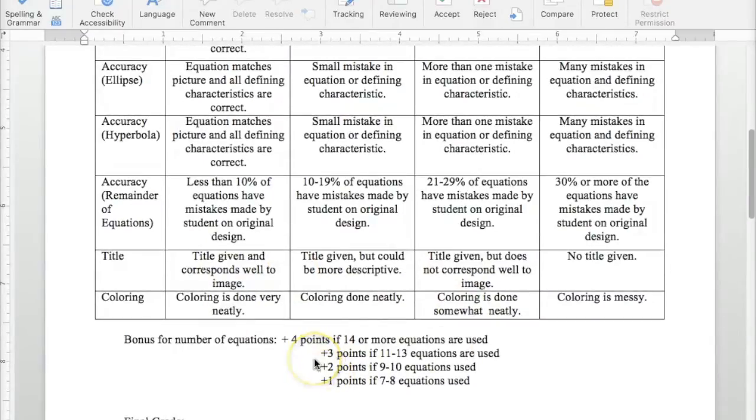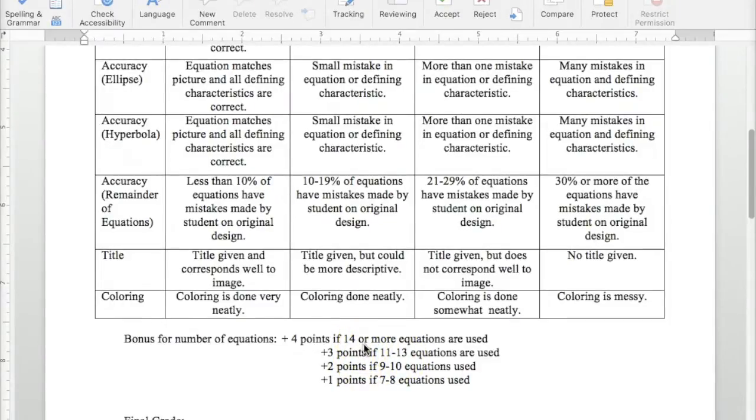Then some of you are going to choose to do more than 6 equations because you can get some bonus points. So if you just do 2 more, you get a bonus point. From 9 to 12 equations total, 2 points. 11 to 13, 3 points. 14 or more, 4 total points.